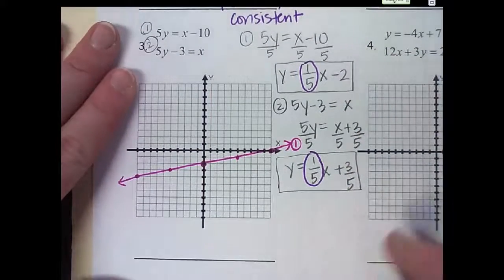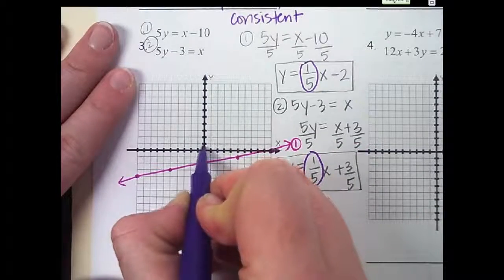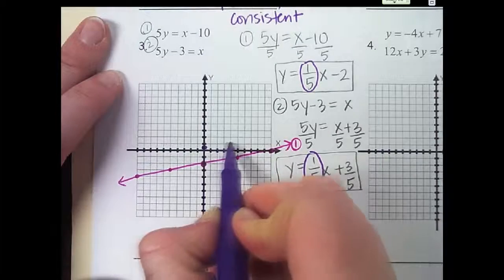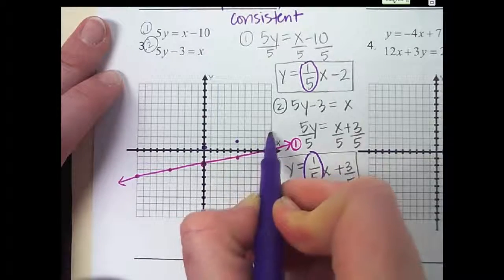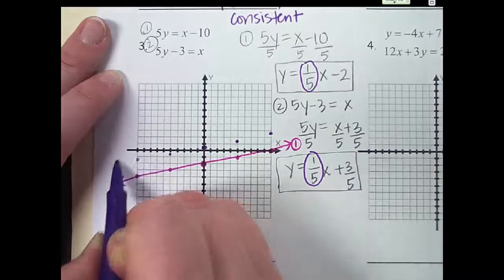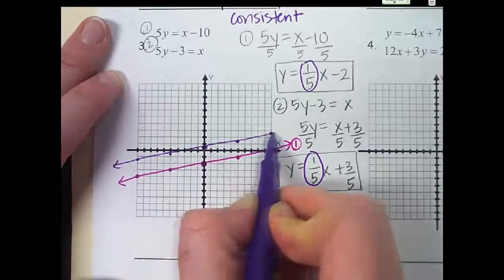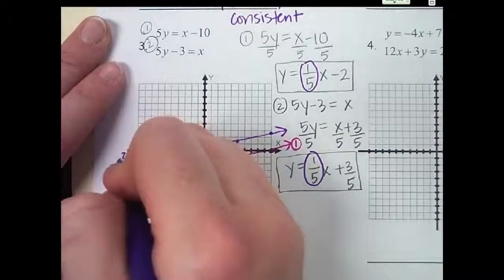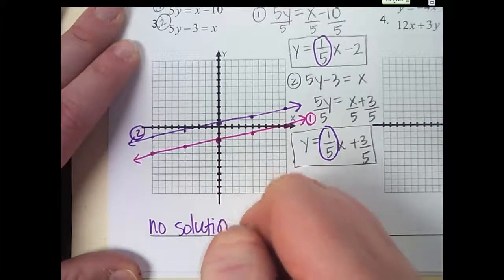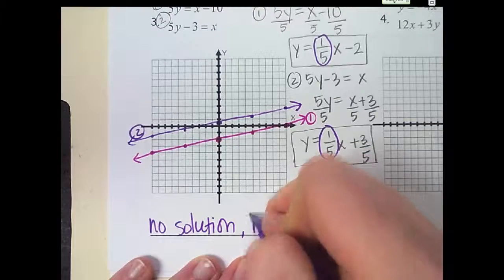So start at 3/5. That doesn't have to be perfect, just in between 0 and 1 is fine. 1/5. So we'll say no solution. And that's inconsistent.